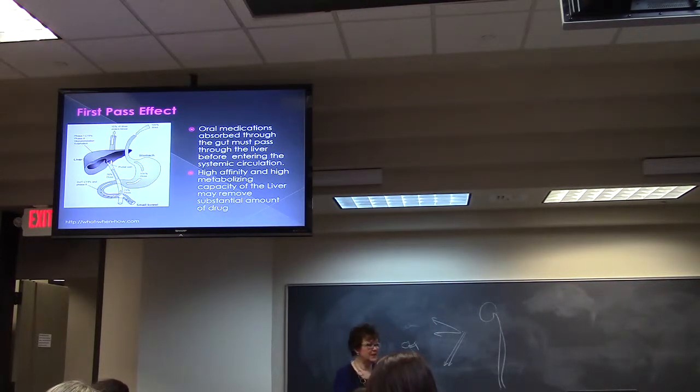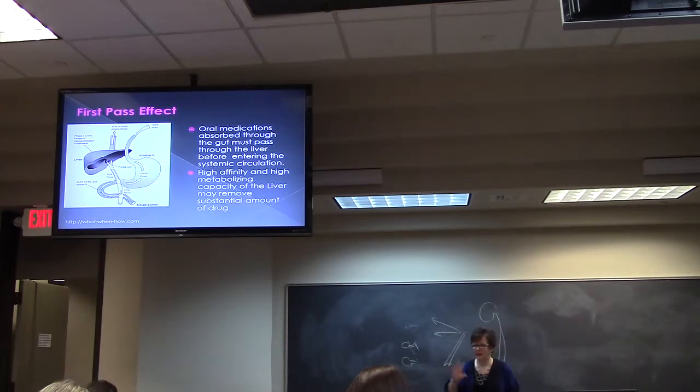molecular entity on it and change the metabolic compound. So drugs that have high first pass effects, usually we cannot give orally, or we have to change them in some way. A lot of this will depend on the affinity the liver has for that drug, and its capacity to metabolize it. Okay, questions about that?